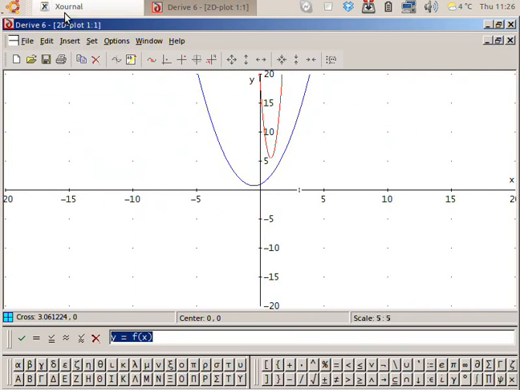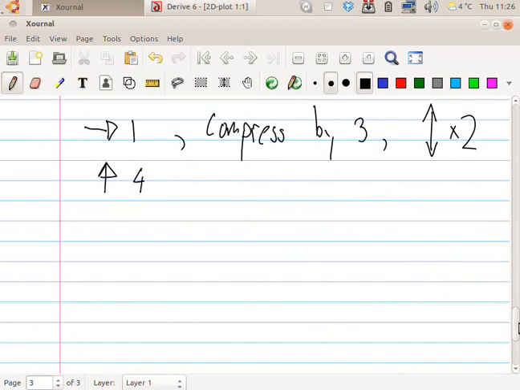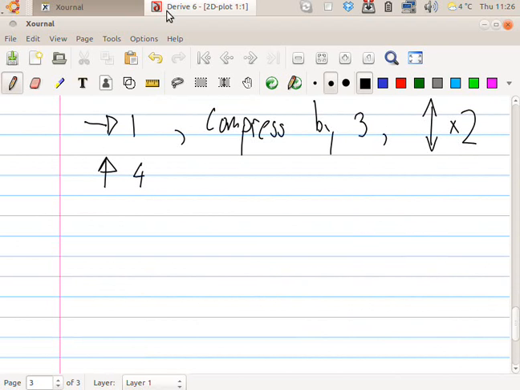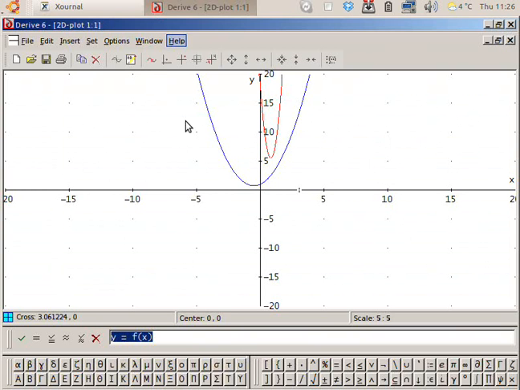So let's go back. What did I say to do first? First we move it to the right. Okay? So let's try and do it bit by bit. So the first one I said was move it to the right. So that goes along there. And what was the next thing I suggested? I think it was compressing by 3. That's that green one there. So you see how it's getting closer to the red one?